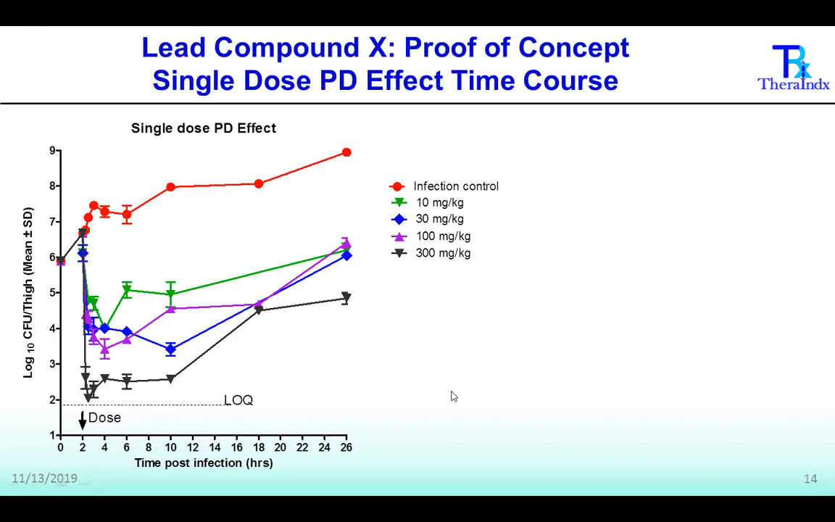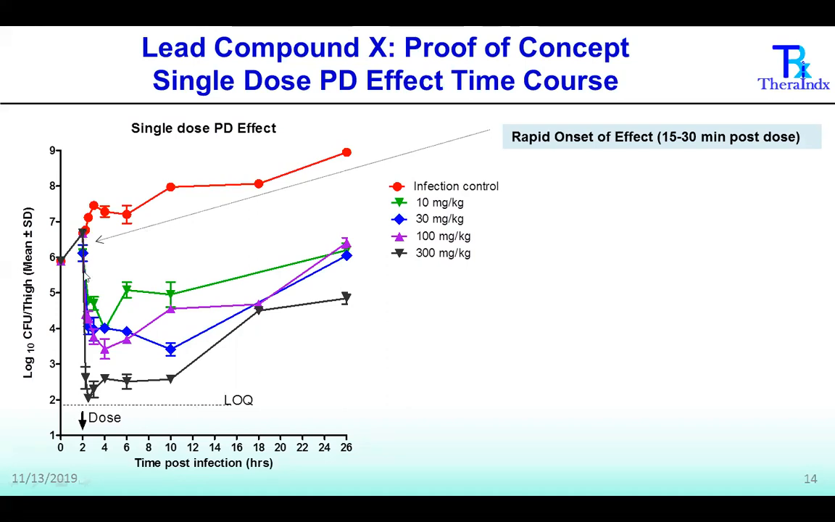How does one interpret this graph? The first thing that is obvious is that the effect, or rather killing effect of lead compound X begins very rapidly. That is, onset is 15 to 30 minutes post-dose.